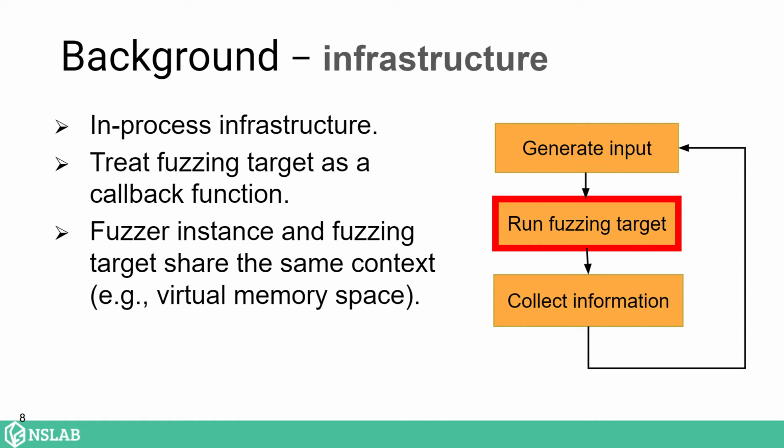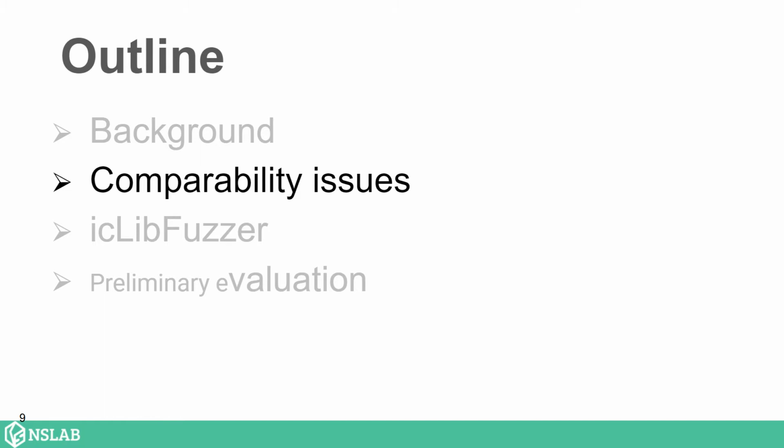In the second step, marked by the red box, libFuzzer treats the fuzzing target as a callback function, which in turn forces the fuzzer instance and fuzzing target to share the same context, for example, virtual memory space. In fact, sharing the context is the main reason causing the comparability issues. Now let's see what exactly the comparability issues are.